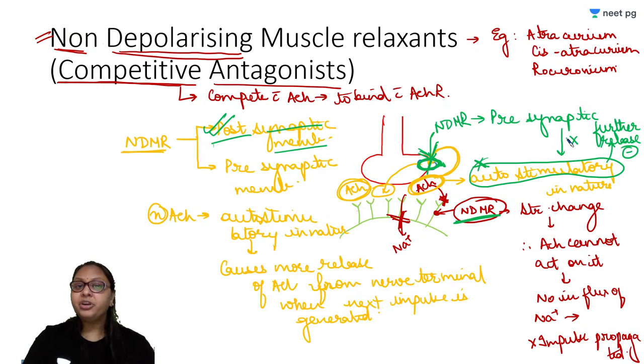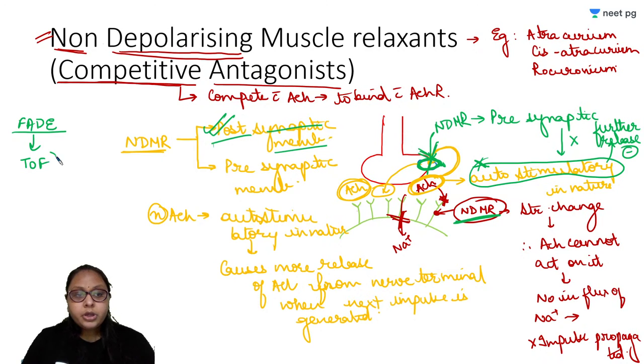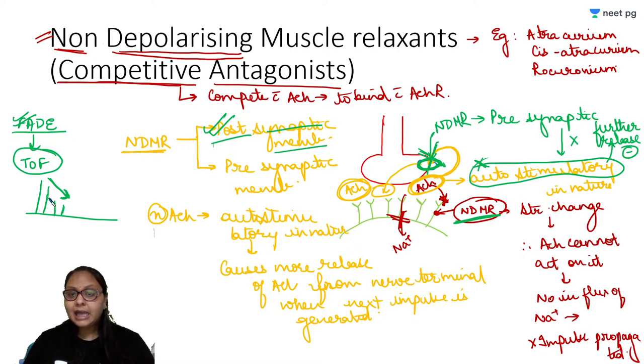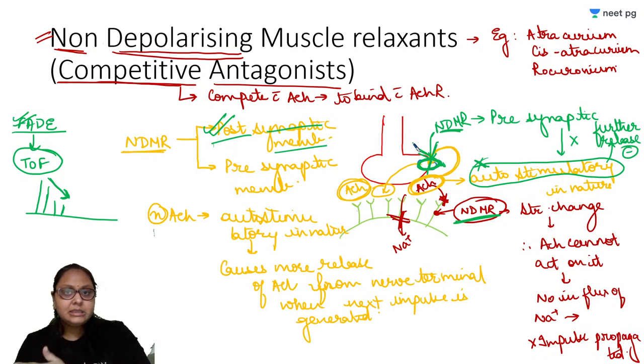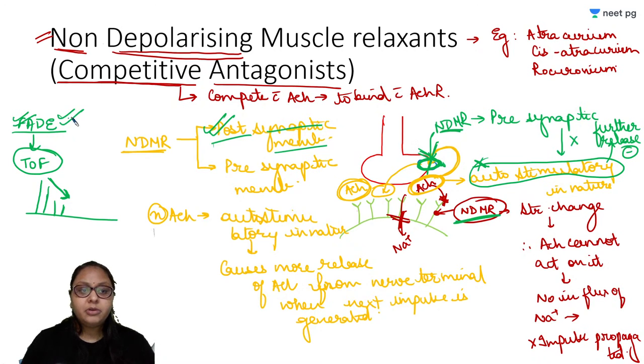Now, why is it important? You must have heard about a phenomenon known as fade phenomenon in train of four, that is the neuromuscular monitoring. With subsequent impulses, the muscle twitching decreases, it fades, and that is because the non-depolarizing muscle relaxant acts on the presynaptic membrane also, blocking the autostimulatory action of acetylcholine. That is responsible for the fade phenomenon, and that is seen only with non-depolarizing muscle relaxants. It is not seen with depolarizing muscle relaxants. Is it clear, guys?